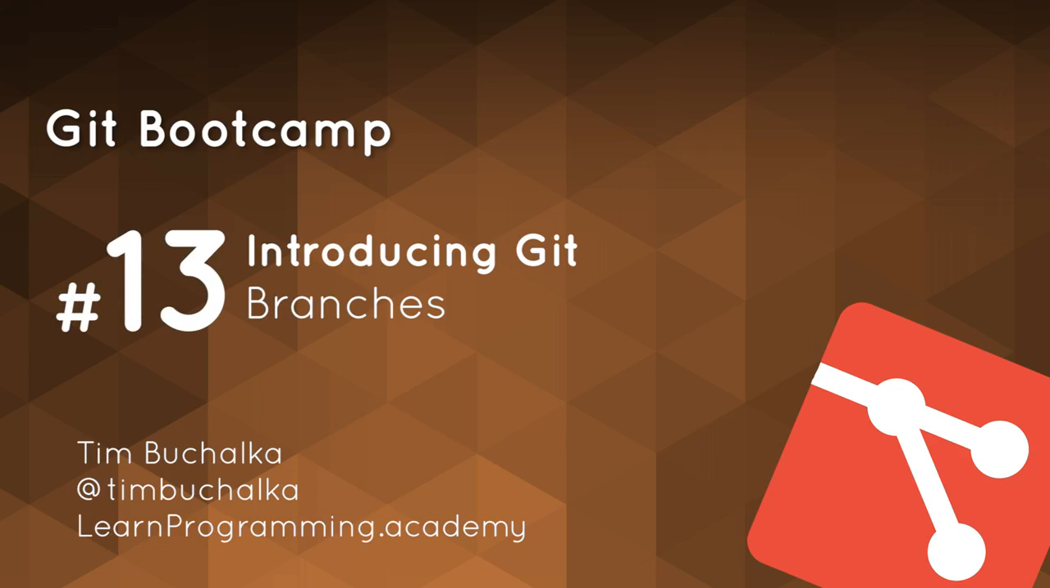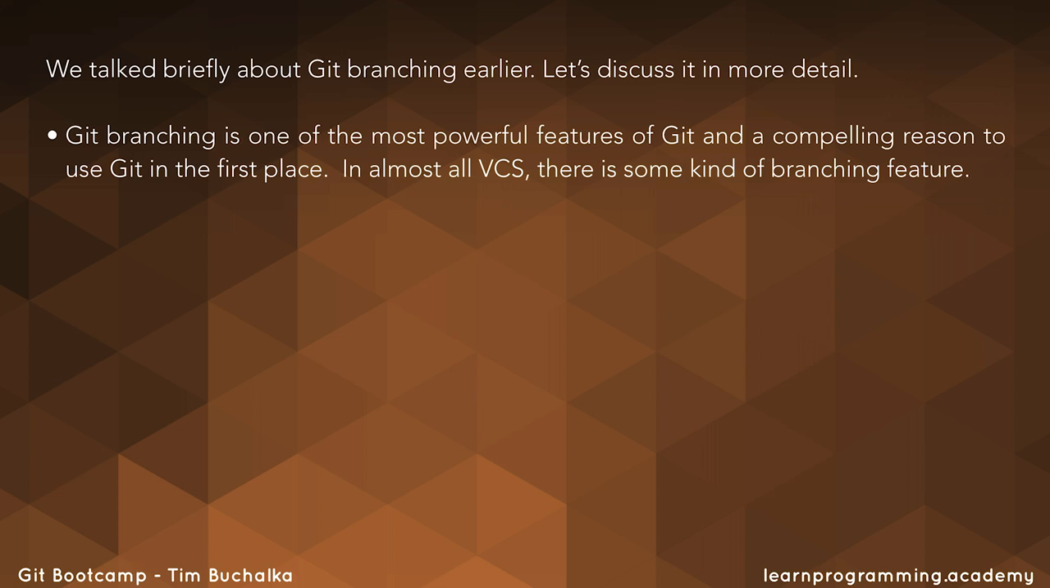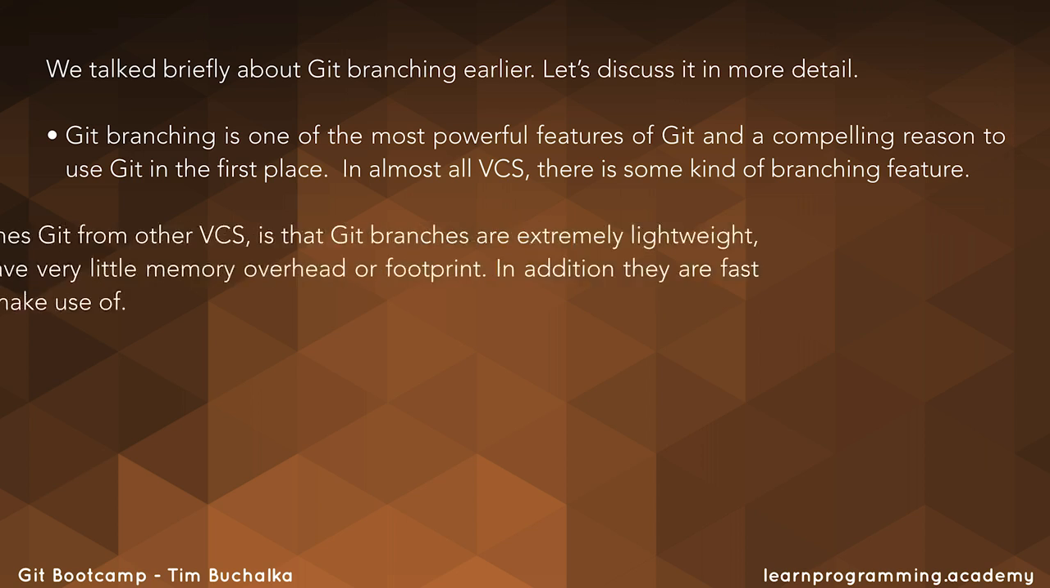Alright, so we talked briefly about Git branching earlier in the course, but let's discuss it in more detail now. Now, Git branching is one of the most powerful features of Git, and I think a real compelling reason to use Git in the first place. Now, branching is available in most version control systems, but in Git they really take it to the next level.